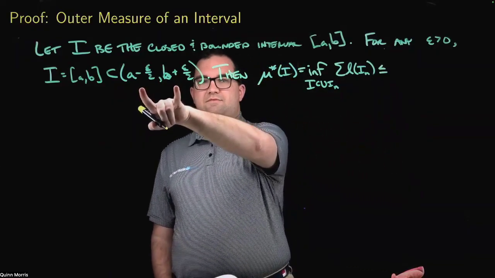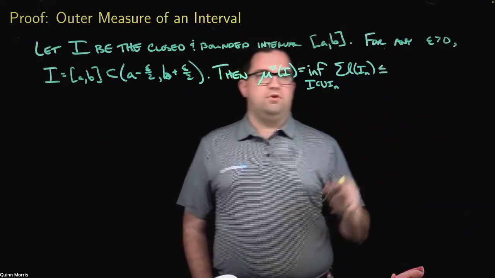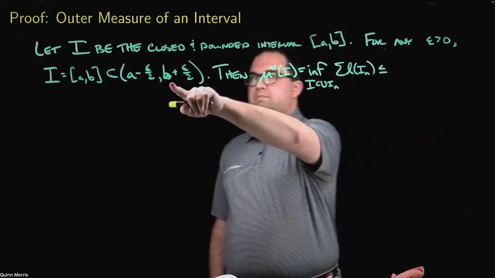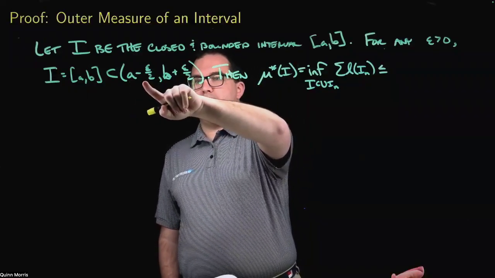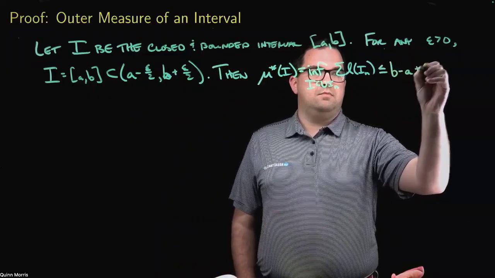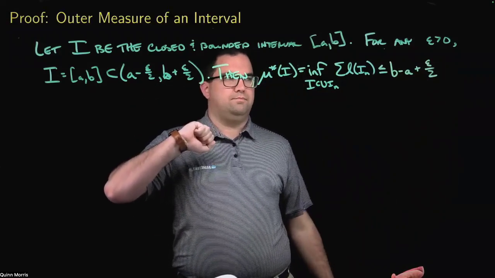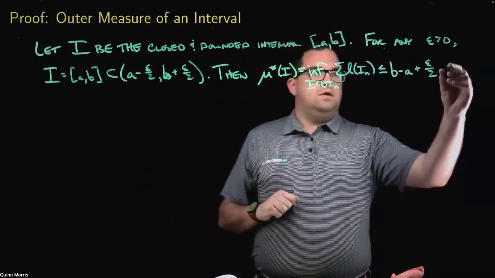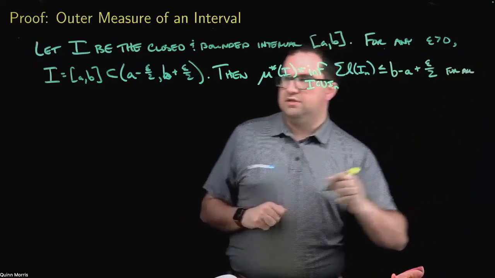So the infimum over the set of all open covers must be less than or equal to the sum over this particular open cover, and the length of this interval is just B minus A plus epsilon over 2 minus negative epsilon over 2. It's just B minus A plus epsilon over 2. So that's the length of this particular open cover. And this holds for all epsilon greater than 0.